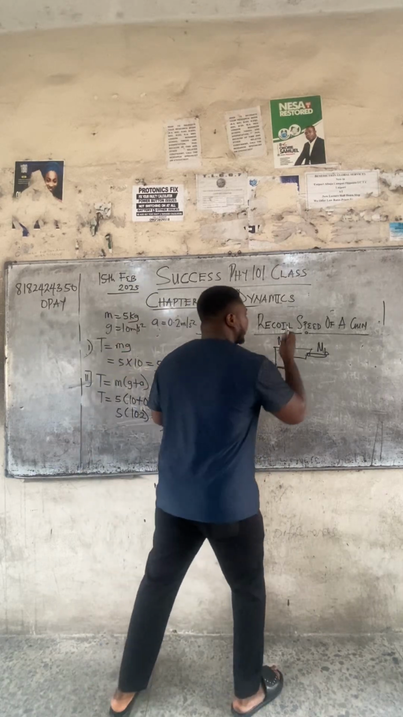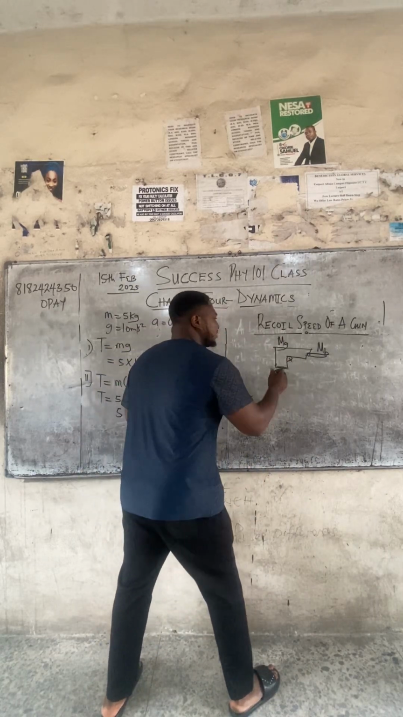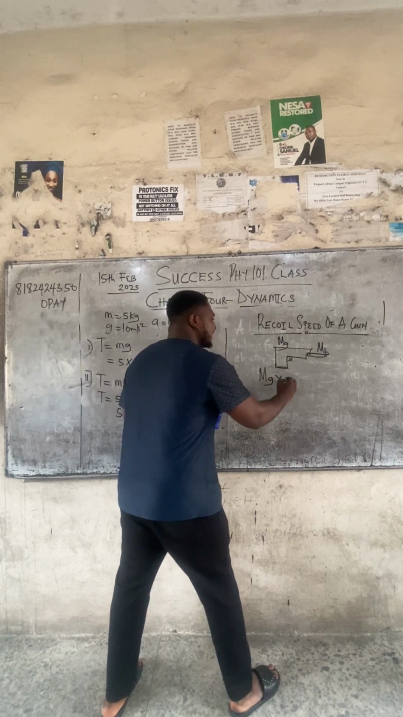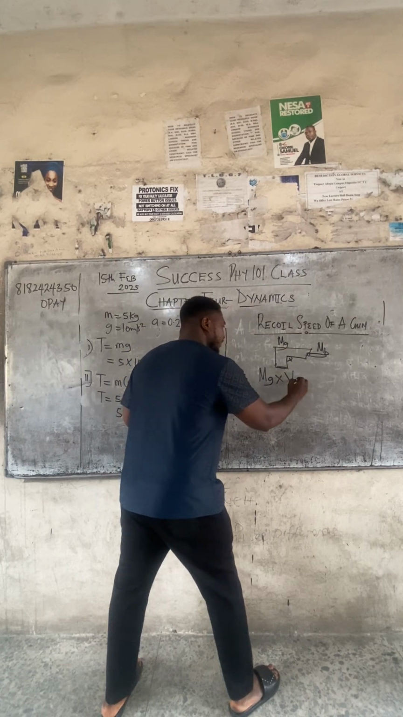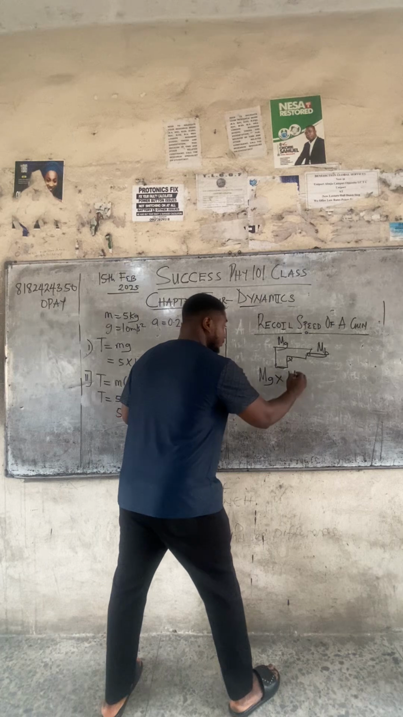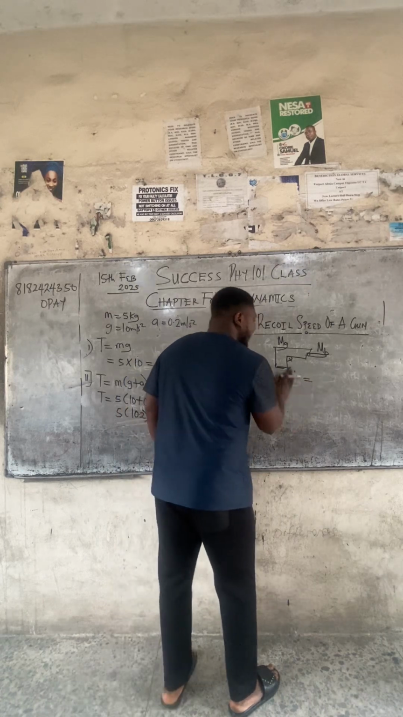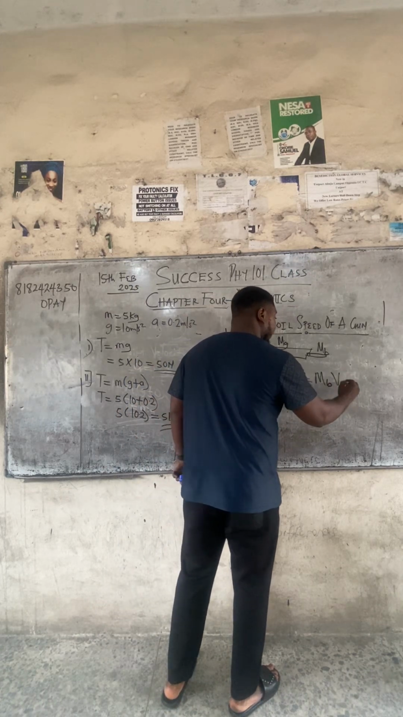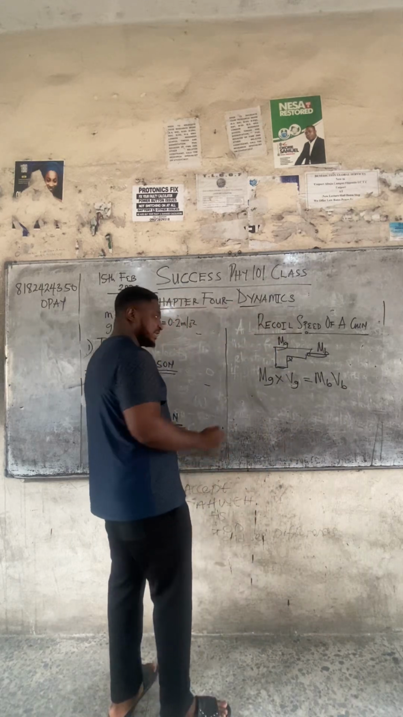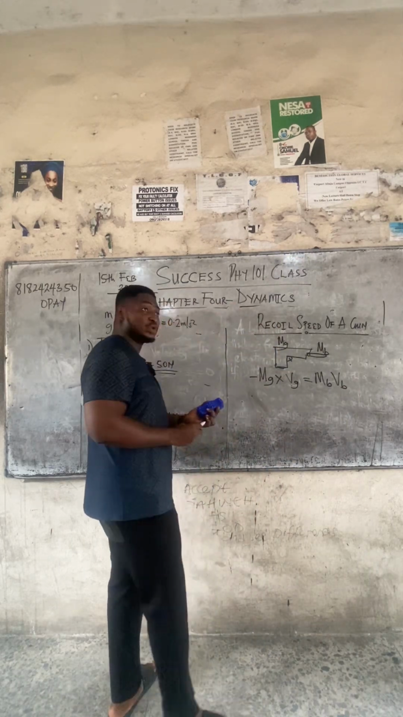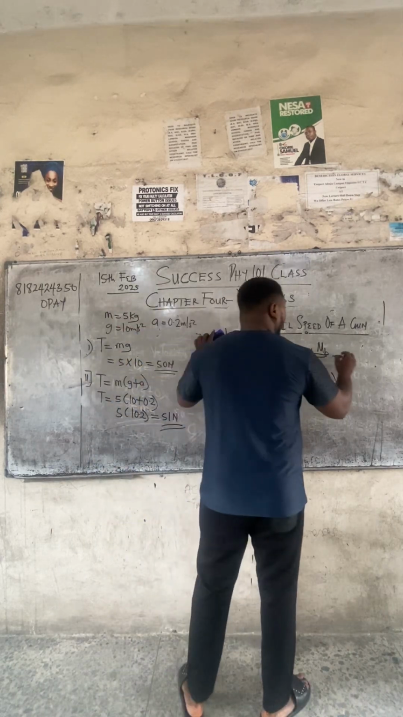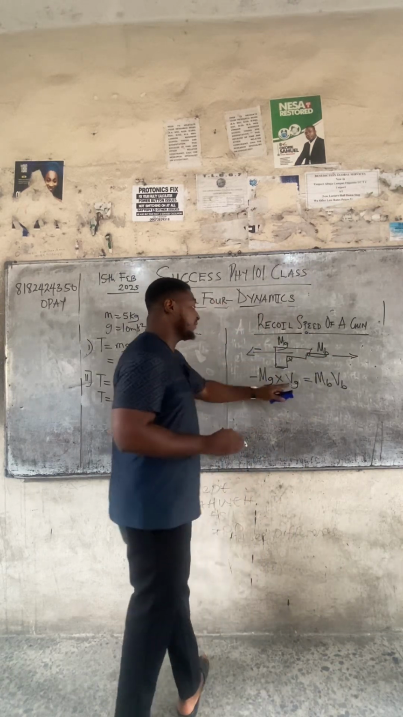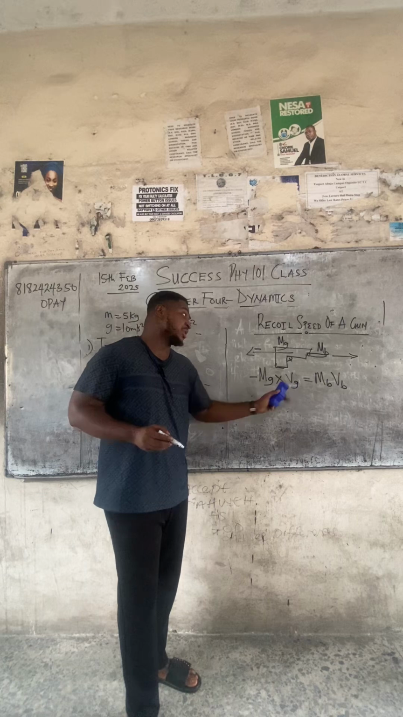So, class, that's what we call the recoil speed of a gun. Mass of gun times velocity of gun equals negative mass of bullet times velocity of bullet. There's a negative here that shows the recoil. For the bullet to go forward, the gun must go backward, so that's why the negative is here. This is a popular question: find the recoil speed of the gun.